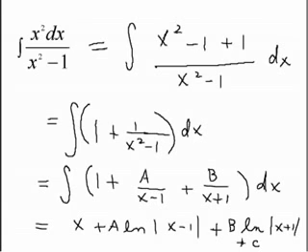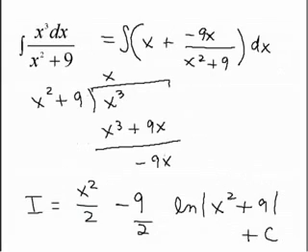So now we can write that integral as the integral of 1 plus a over x minus 1 plus b over x plus 1. And we can integrate readily. We get x plus a natural log absolute value of x minus 1 plus b natural log absolute value of x plus 1 plus a constant of integration. A and B can be found in the same way that we found A and B in our previous example.